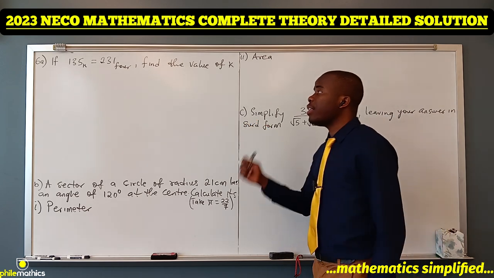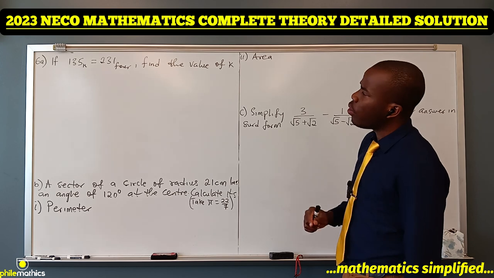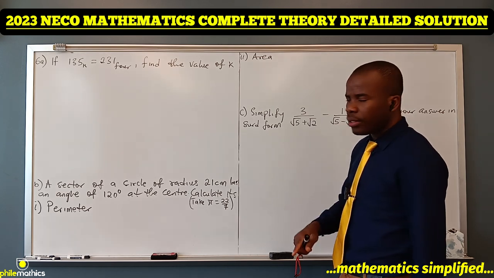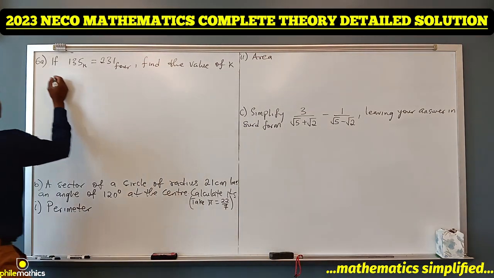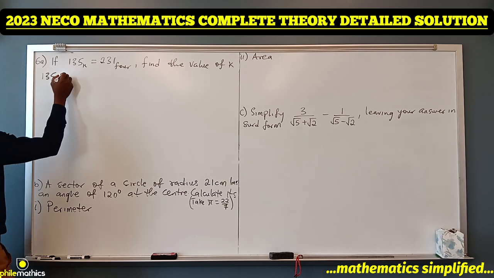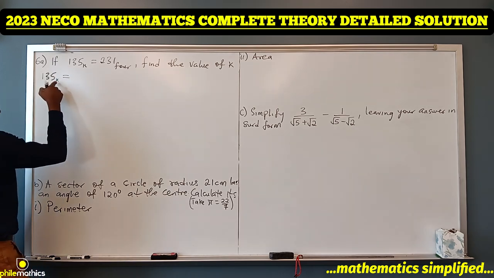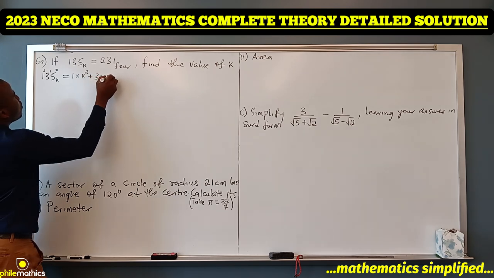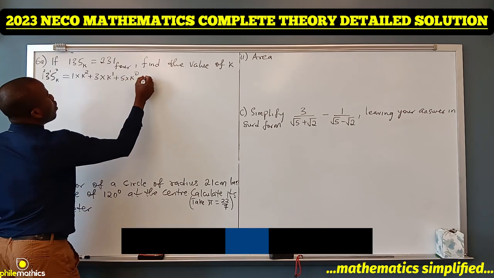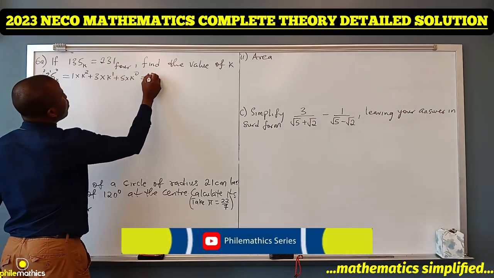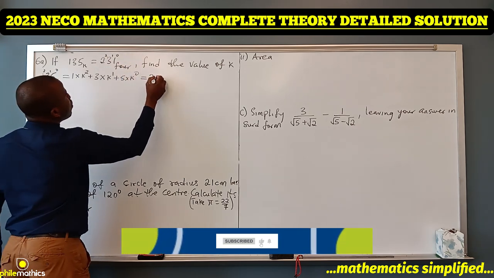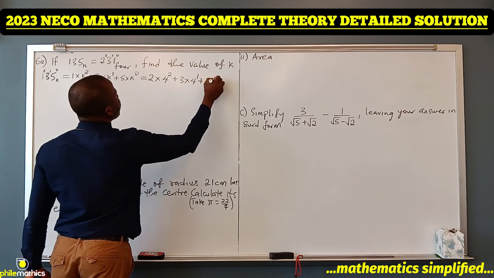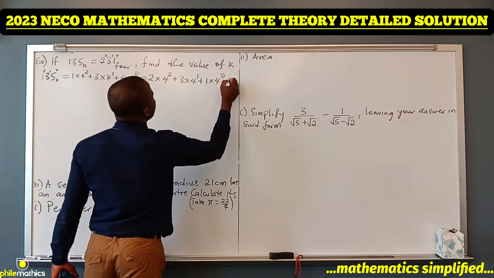But question C says, if 135 base K equals 231 base 4, find the value of K. What we have to do is to convert 135 in base K to base 10, and 231 in base 4 to base 10, then find what K is. So 135 in base K to base 10 will be 1 times K squared plus 3 times K to the power 1 plus 5 times K to the power 0, equals, if we convert this to base 10, 2 times 4 squared, because we are in base 4, plus 3 times 4 to the power 1, plus 1 times 4 to the power 0. And this is 2, 3, 1 base 4.